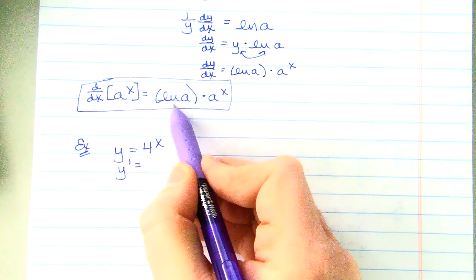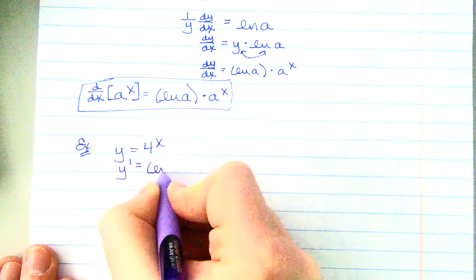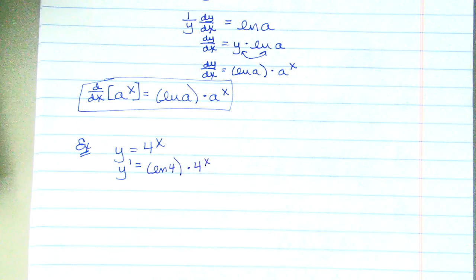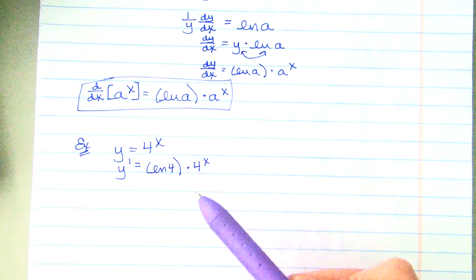My formula says I should do the natural log of a, so the natural log of 4 times my exponential function, 4 to the x. That's it. It's a formula that would find the slope of 4 to the x anywhere. And clearly the slope of 4 to the x anywhere is not anything pretty because of that ln of 4, whatever though.